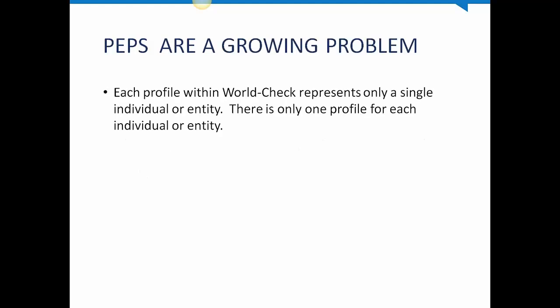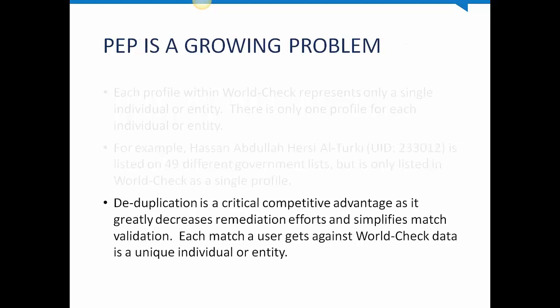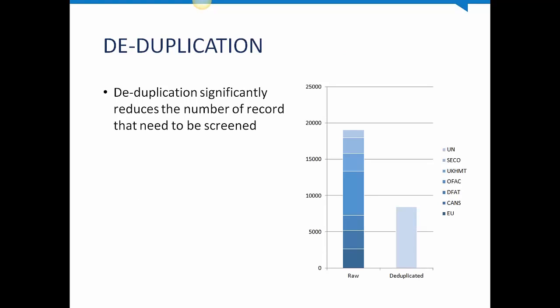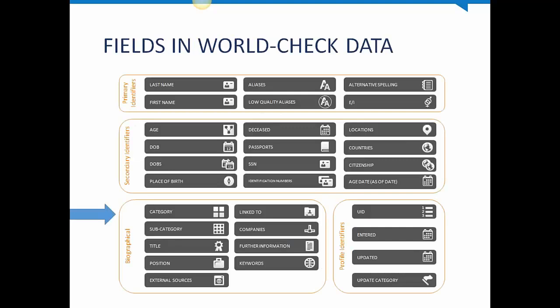So PEPs are indeed a growing problem. If you look at WorldCheck, every politically exposed person we have has their own individual profile, right? So if you look, for instance, at Hassan al-Tarki, he's on 40 different government lists, but he only shows up as one WorldCheck profile, so we dedupe that. And that deduping is important because it saves you time. If you look at the raw data, we literally have millions and millions of PEPs, but once you dedupe them, it dramatically reduces the amount of time you have to spend reviewing those PEPs, as much as 50%. And then, of course, you can add secondary identifiers in your searching, like date of birth and passports and age, etc.